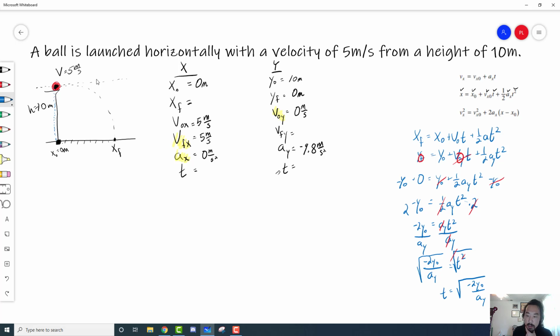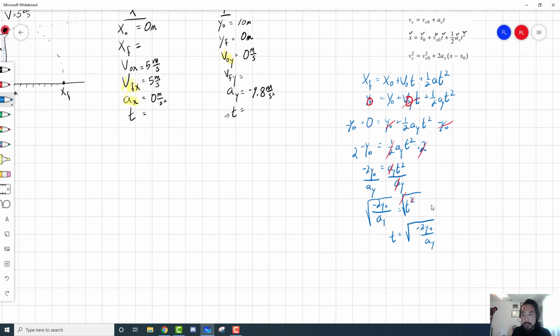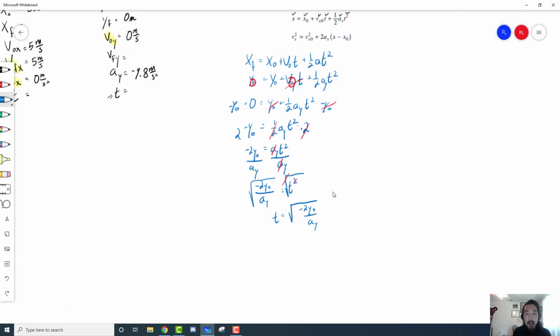All right, so here we have this equation. I'm going to move the screen up a bit so we can see this a little bit easier. Okay, now I'm going to plug in my numbers. So we have time is equal to the square root of negative 2 times the initial height, which was 10 meters, divided by negative 9.8.